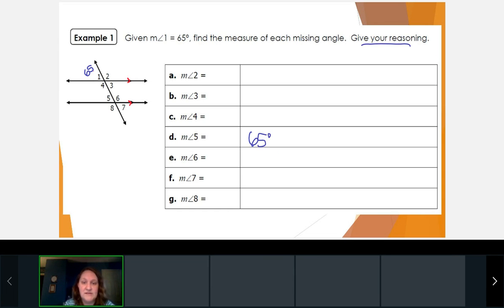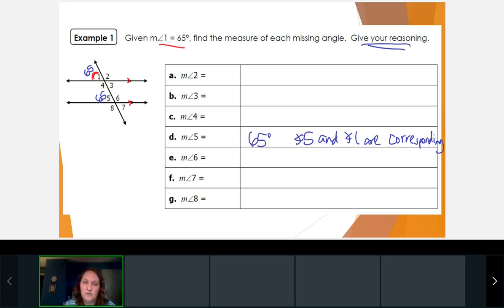And the reasons, because it says give your reasoning, I'm going to say angle 5 and angle 1 are corresponding. So do 7 and 3. Yep, 7 and 3 are also corresponding. You don't have to start with corresponding angles. You could start somewhere else. Maybe you like to start with vertical angles. And I always go back and reference the one that they give me. So I'm going to reference angle 1 as many times as I can because I know that is 65. It told me that, so there was no error there.